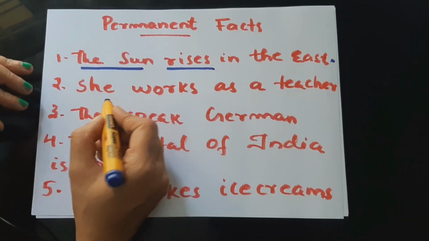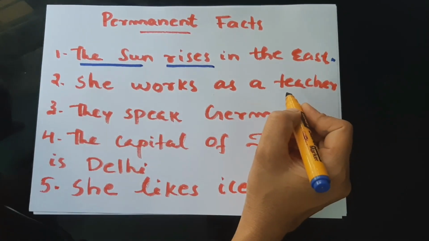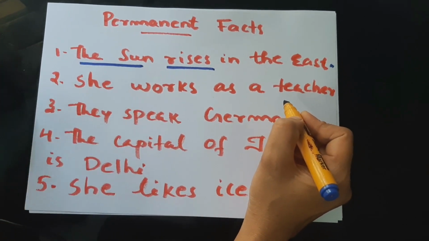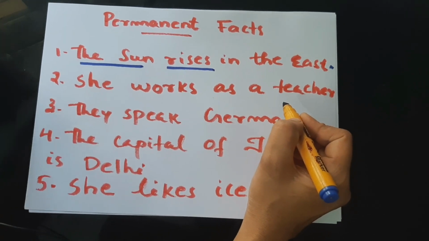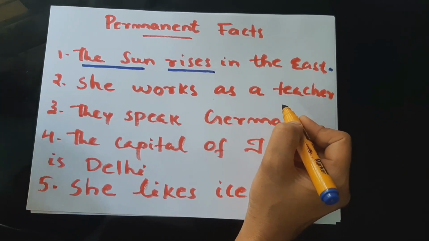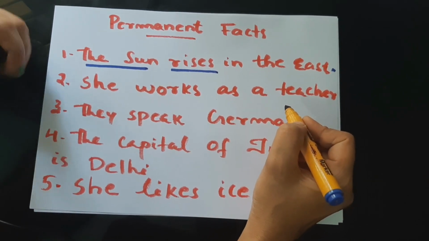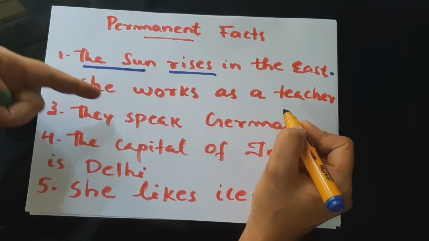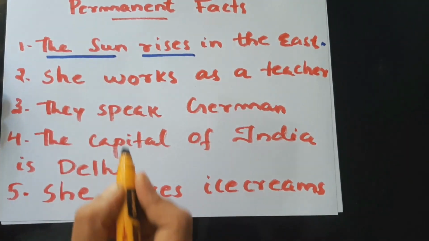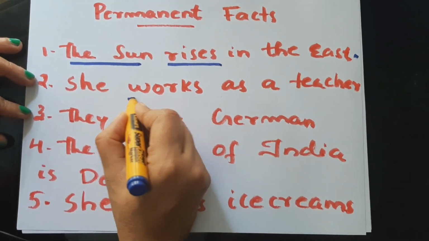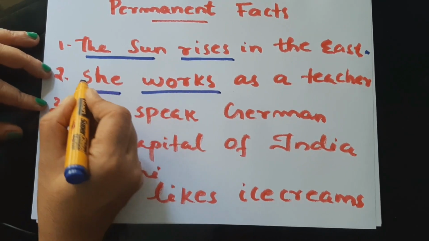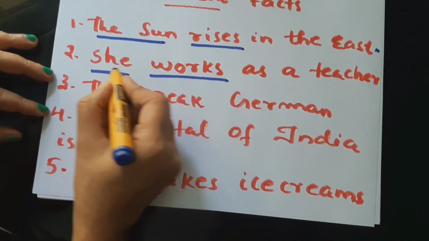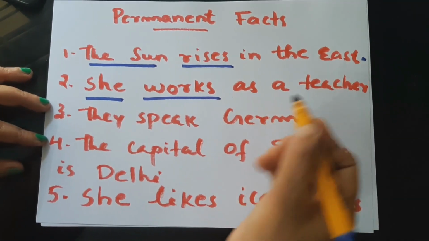Okay, here again, she works as a teacher means she works in a school. Okay, as a teacher. She works there on a long-term basis. So that can also be considered a permanent fact. For so many years she has been working, and she will continue working there, so it can be considered that for a long time she is working there. So that's why we are considering it a permanent fact. So we used works. Okay, she, singular, works is also singular, just a permanent fact. So she works as a teacher, simple present tense we used here.